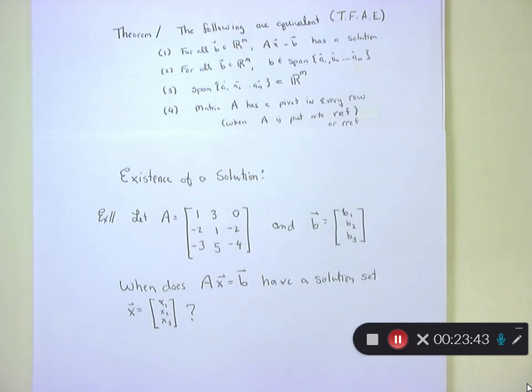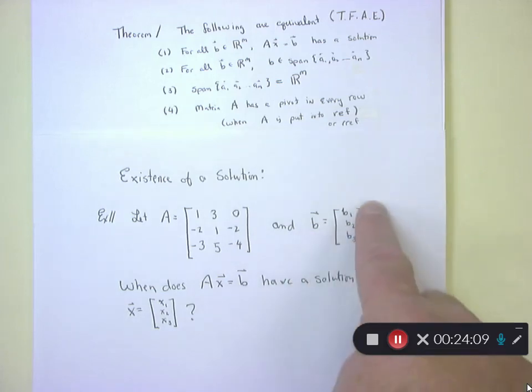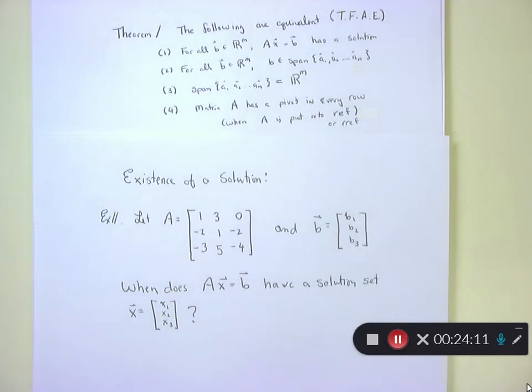Now, this one's going to be kind of strange, so here we go. I'm giving you a matrix A. What size is matrix A? 3 rows, 3 columns, 3 by 3. The matrix A is 1, 3, 0, -2, 1, -2, -3, 5, -4. Traditionally, when you read a matrix, you read it down the rows. Vector B is going to be the famous arbitrary B1, B2, B3. These are going to be your constants here.